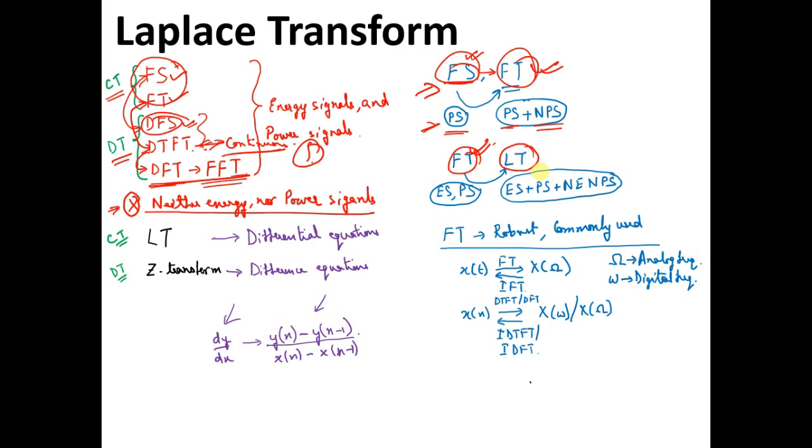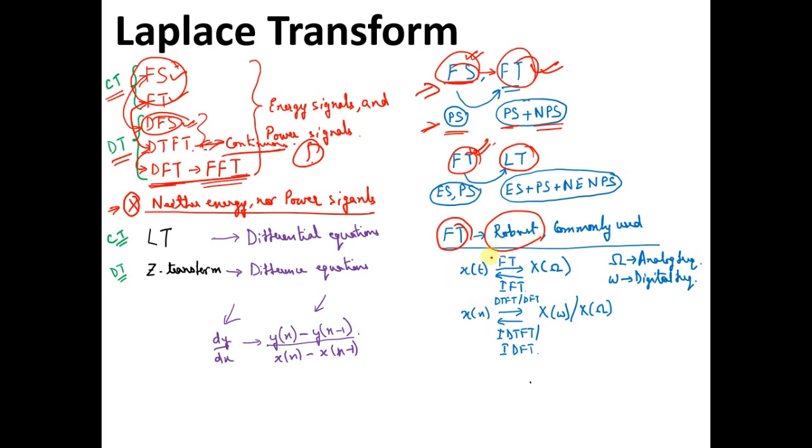Now, no doubt, when we talk about the Fourier transform, it is one of the most robust transforms, and it has been commonly used in various fields, not only biomedical engineering, but also in other fields like digital communication, defense, geology, whatever field you can think of. But again, this Fourier transform was not able to analyze certain other types of signals.